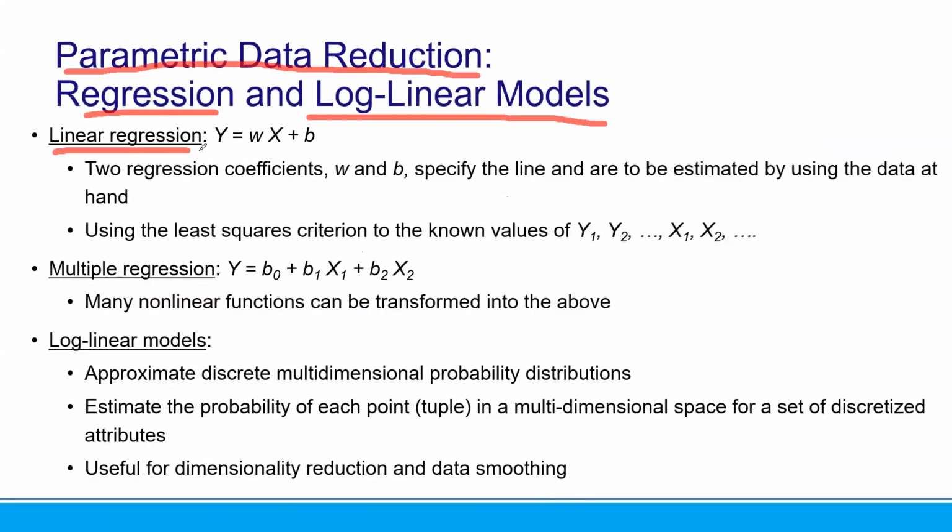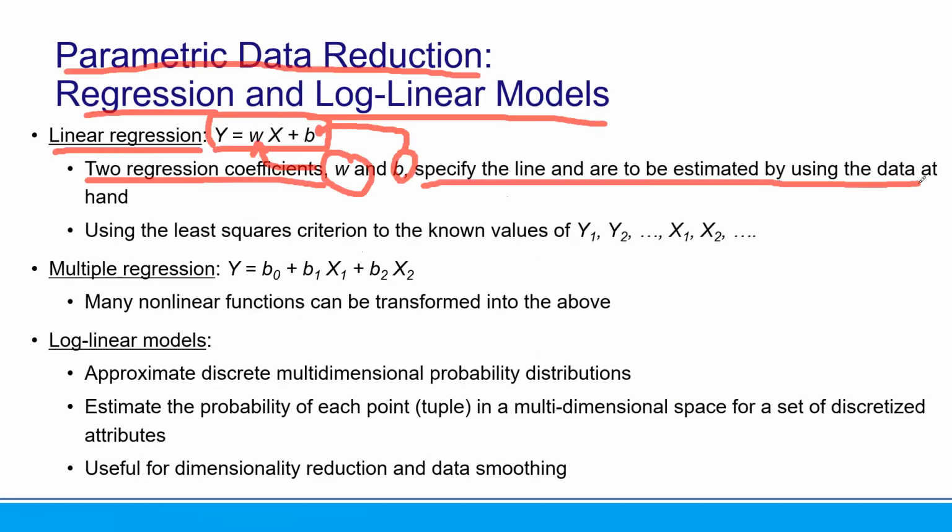In the linear regression, we have a function like this: y equals Wx plus b. So this is a regression. We have 2 regression coefficients. The first coefficient is W, and the second coefficient is b. So b is the bias or the error. It specifies the line and is to be estimated by using the data at hand.